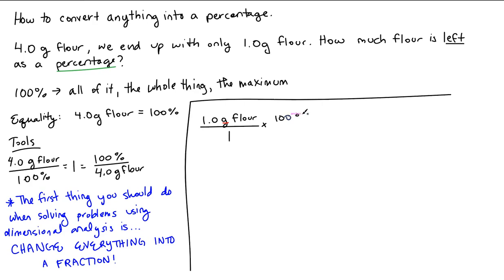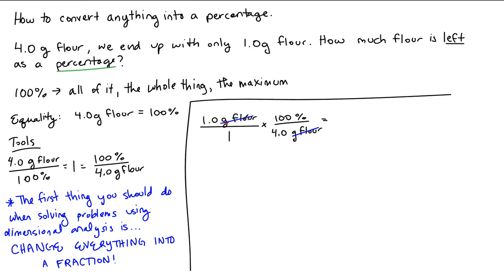So we have 100% divided by 4.0 grams of flour. And let's go ahead and cancel out whatever we can. So we can cancel out grams of flour on the top and bottom. And that's all we can cancel out. But look, we don't even want to cancel anything else out. Look what we ended up with. A percentage as our units, right? And really, percentage is not technically a unit. It's just a way of expressing a number. But in this case, we're just noticing that we're going to get an answer in a percentage, and that's what we want. So let's go ahead and do the math here.